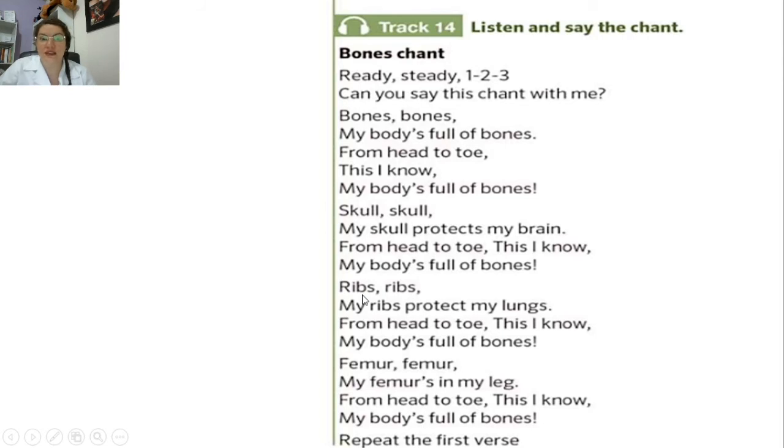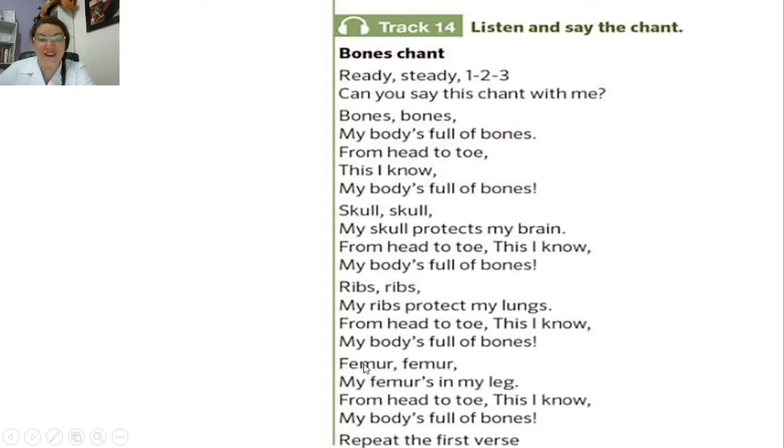Ribs, e aí? Ribs, yes, exactly this. Costelas, ok? My ribs protect my lungs. My ribs, minhas costelas protegem, protect my lungs. Do you remember lungs? To breathe, nós precisamos dos lungs. Para respirar, nós precisamos dos pulmões. Então, my ribs protect my lungs. Minhas costelas protegem meus? Yes, meus pulmões. From head to toe, da cabeça aos pés, this I know, isso eu sei. My body's full of bones. Meu corpo é cheio de ossos.